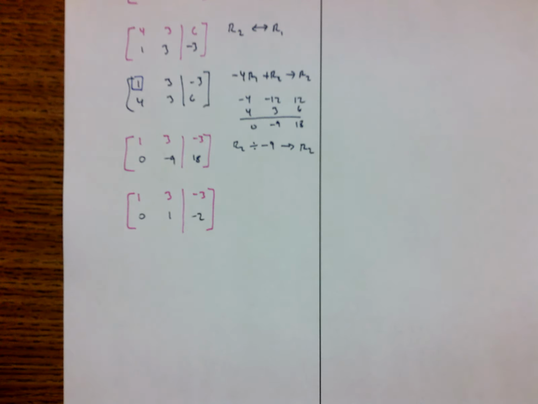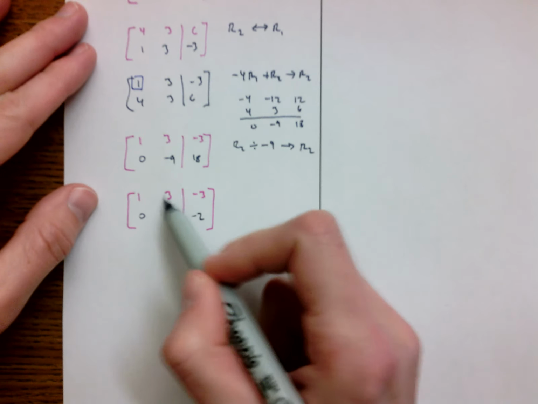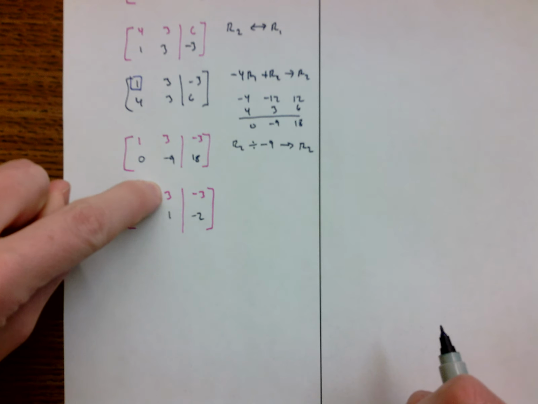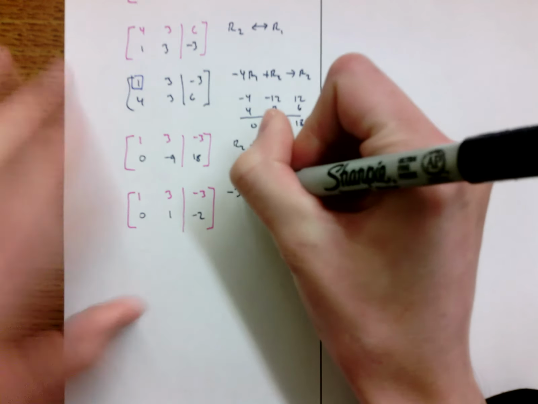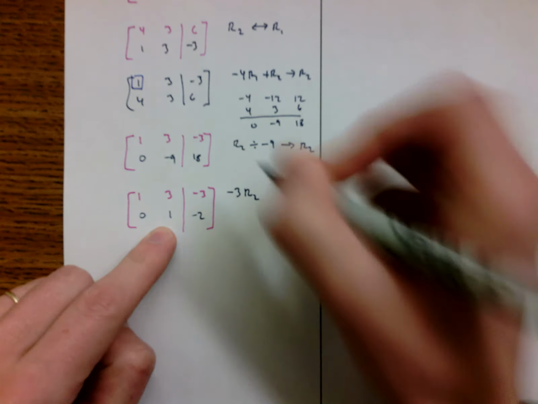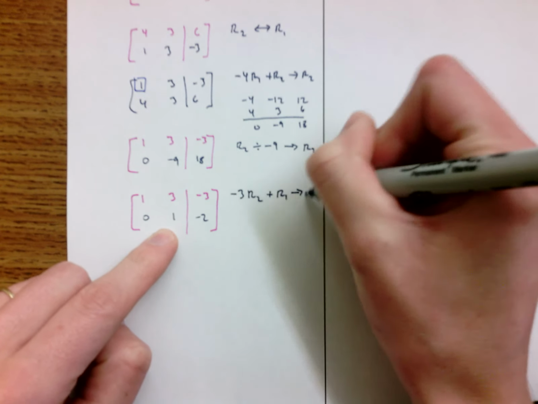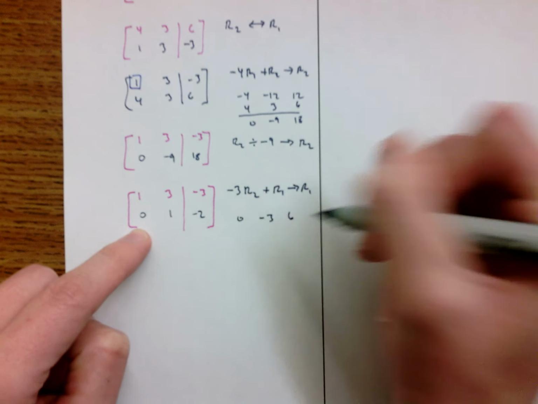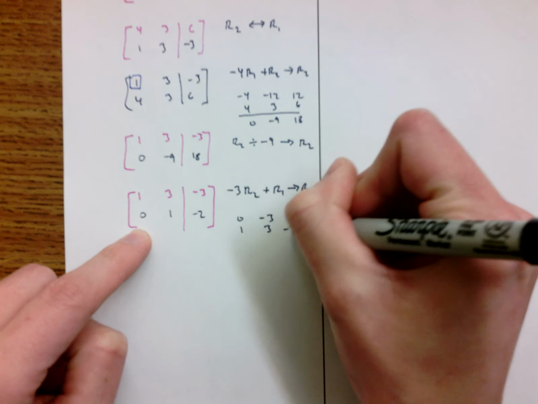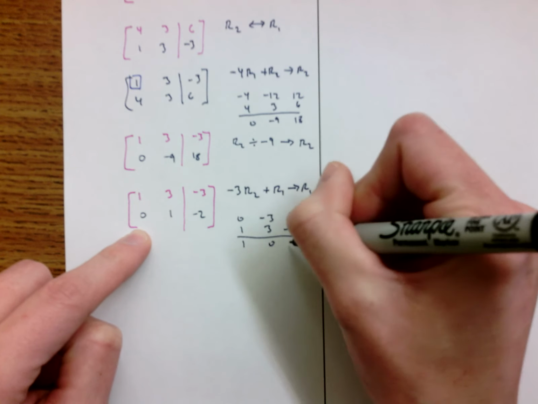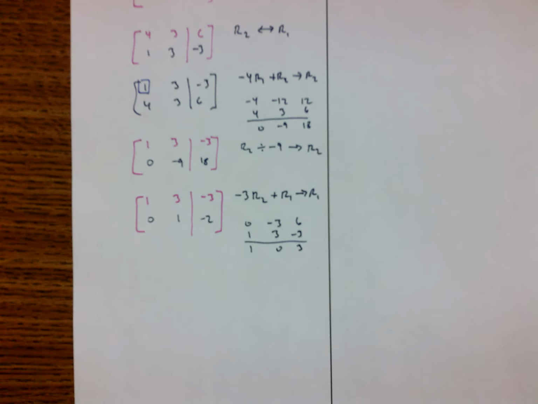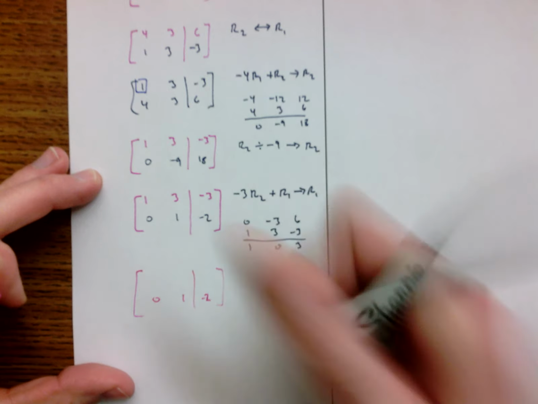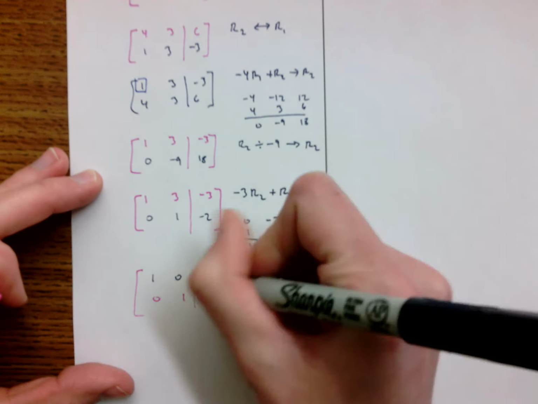Okay, most of the way there. We got a 1, we got a 1, we got a 0. We need to make this guy into a 0. So I'm going to take the row with the 1, multiply by the opposite of that number, and then add them together. So -3 times the second row, that's the one with the 1 in it, and adding that to the first row and putting it in the first row. So -3 times the second row will be 0, -3, 6. On the other row, I'm just copying, add those together, and that's going in my new row 1. Okay, so the second row stayed the same, and my new row 1 is 1, 0, 3.